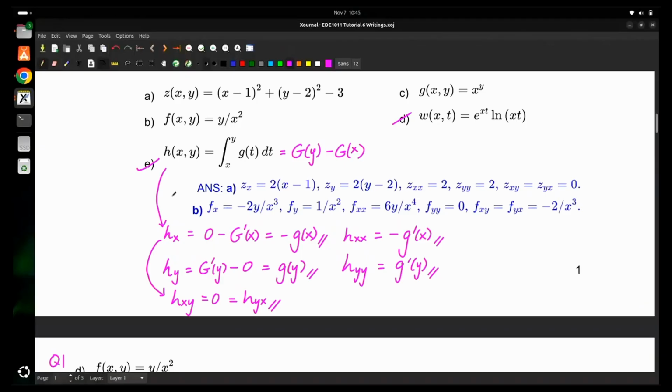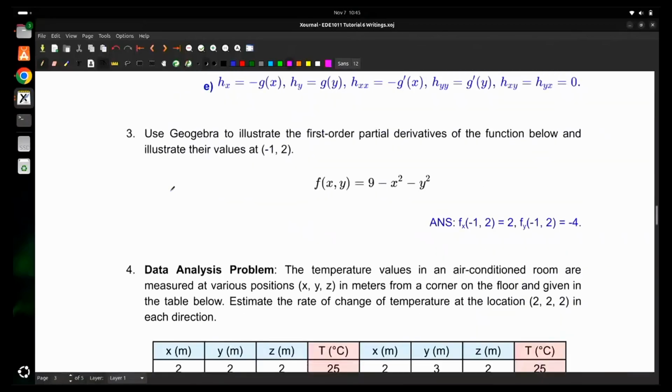The rest you DIY. So let's look at the next one. Question 3, I don't want to do because it's the same thing as what has been covered in lecture. So this one is more about letting you mess around with GeoGebra or Desmos 3D, and then you can try and visualize the gradients in the respective directions. So this one is for your own experiential learning.